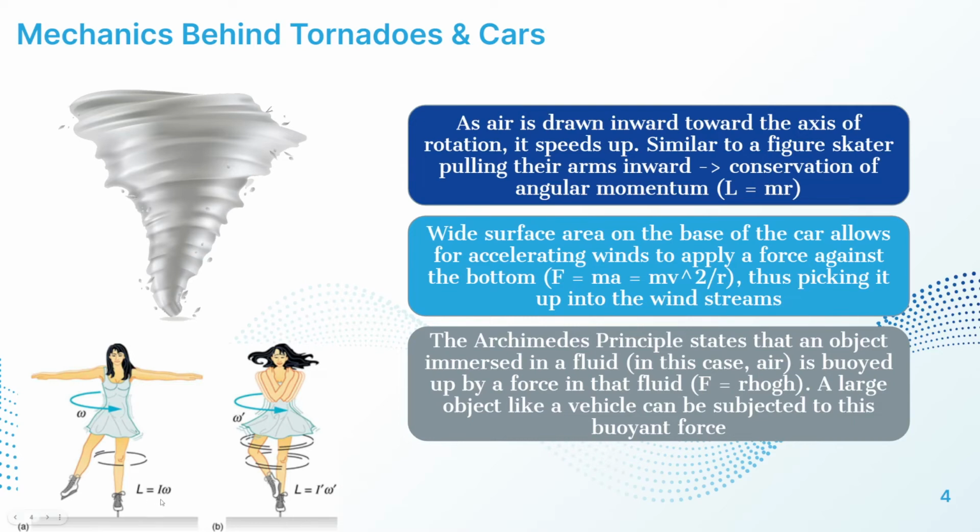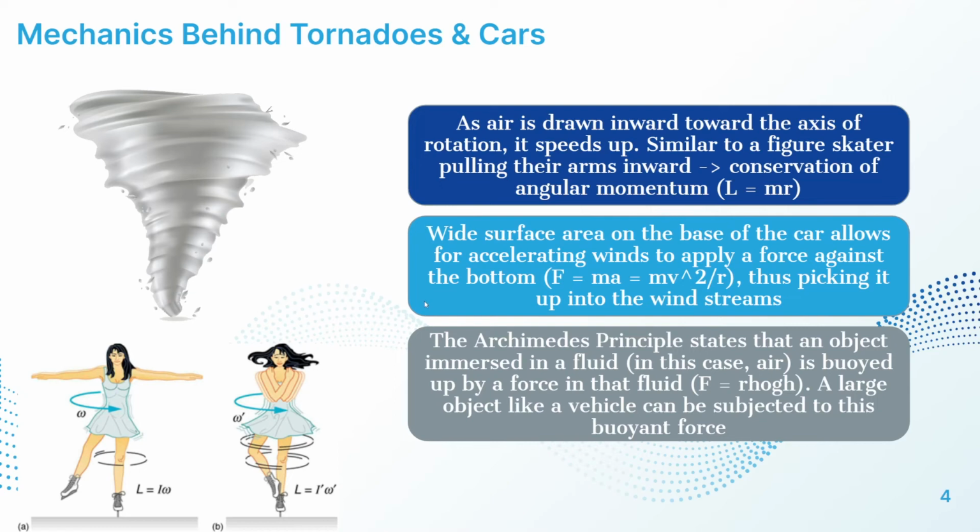causes their angular velocity to be smaller. So when they tuck their arms in, their rotational inertia decreases while their angular velocity increases, which is why they spin faster. And this relationship is due to the conservation of angular momentum.